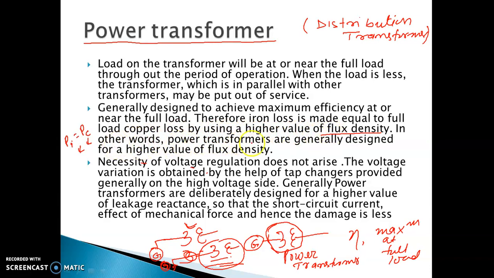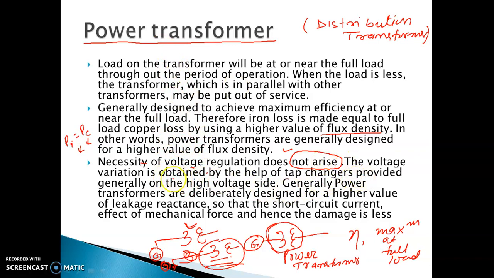In other words, power transformers are generally designed for a higher value of flux density. The necessity for voltage regulation does not arise here, because all the time it is loaded at full load and there is no drop, no question of voltage fluctuation. So there is no need of voltage regulation. Keep in mind, I am talking only about the power transformer.